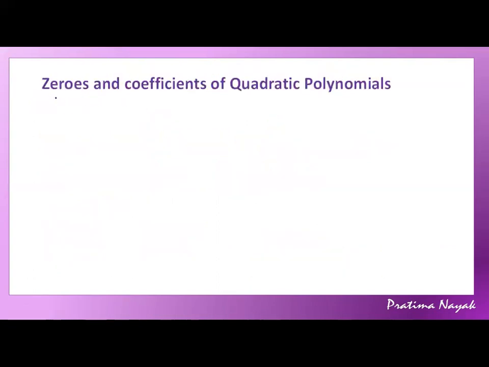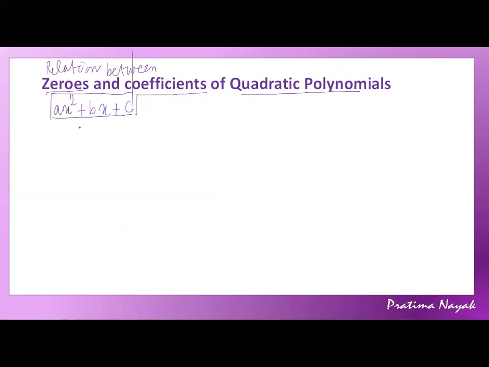Next we'll go for the zeros and the coefficients of a quadratic polynomial. Is there any relation between them? Relation between zeros and coefficients of quadratic polynomials. A quadratic polynomial we write as ax square plus bx plus c: some x square, some x, plus some constant. The coefficient of x square we say a, the coefficient of x we say b. a, b, c may be positive, may be negative, may be 0 also.